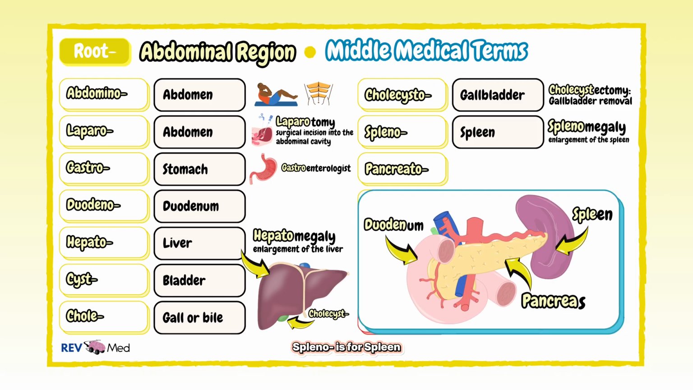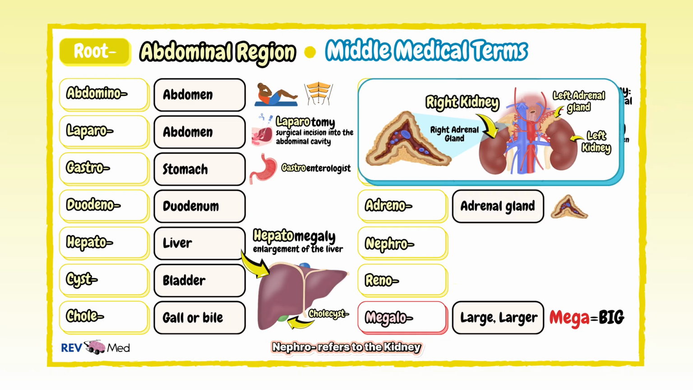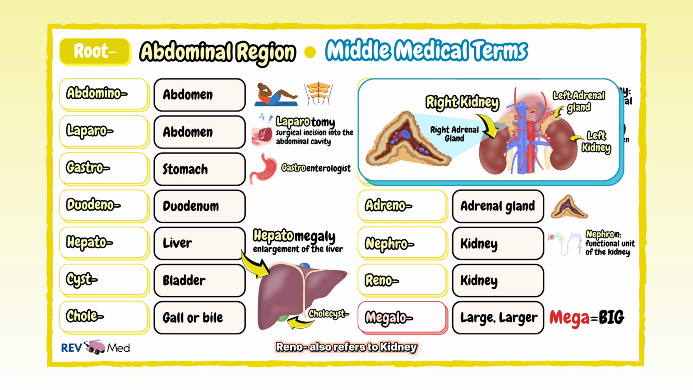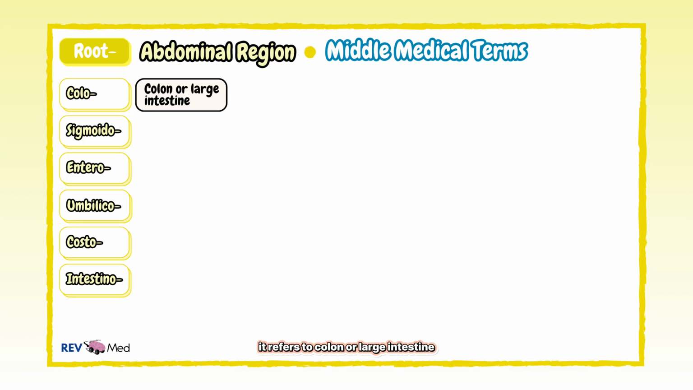Spleno is for spleen, and it's a similar example, splenomegaly. The suffix mega is an abnormal enlargement of the spleen. Pancreato is pancreas. Adreno is for the adrenal gland. Nephro refers to the kidney, because we know nephron is the functional unit of the kidney, like neuron was to neuro. But look, reno also refers to kidney. Colo, we probably spoke about it in one of these lessons. It refers to colon, or large intestine.